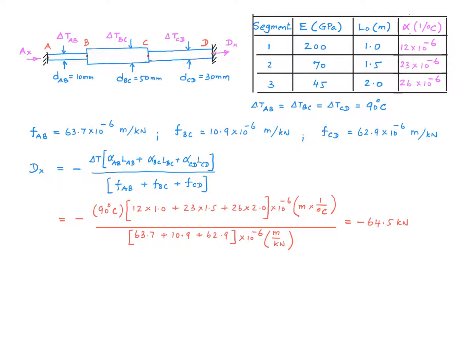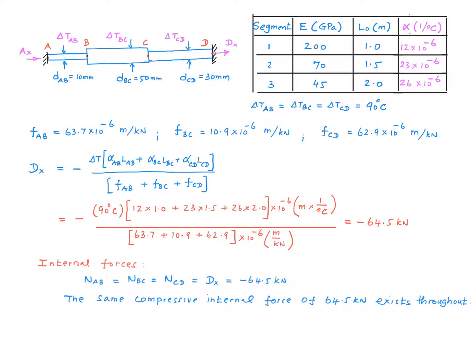dx is calculated to be minus 64.5 kilonewton. The sign is negative because we marked it as a tensile force, but it has to be a compressive force. That's why we ended up having a negative sign. It makes sense, right? The rod is trying to expand, but the fixed supports at points A and D are not allowing that to happen, and therefore compressive forces develop at the supports. The internal forces in the segments are these. So we see that the same compressive force of 64.5 kilonewton prevailed throughout the rod from A all the way through point D.